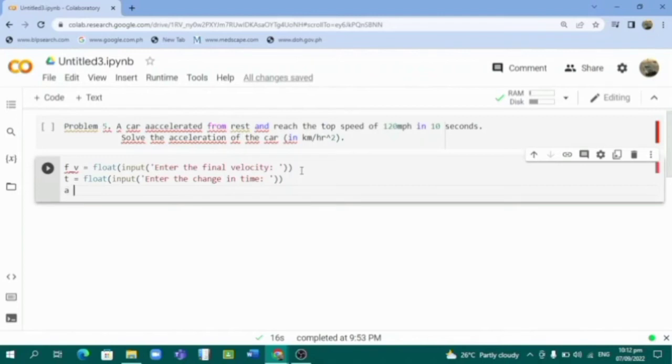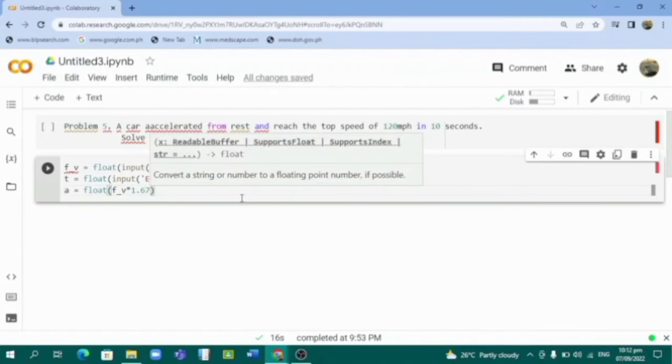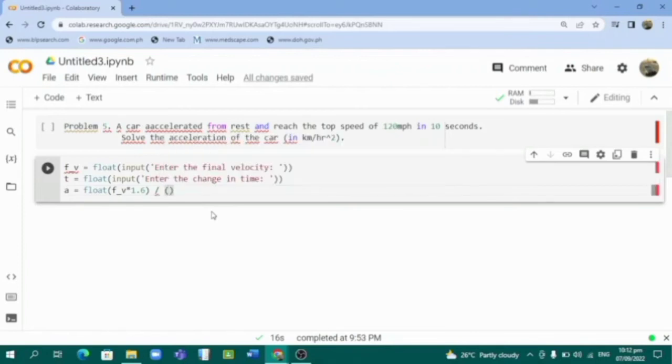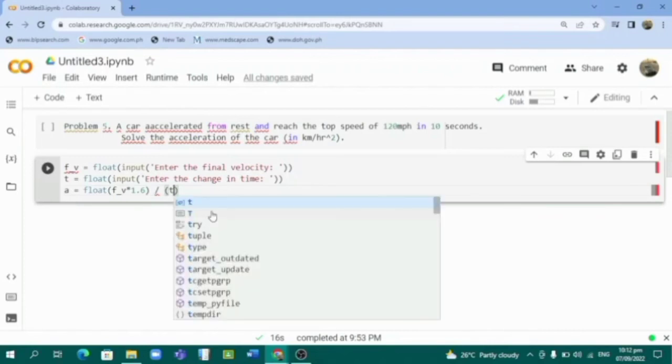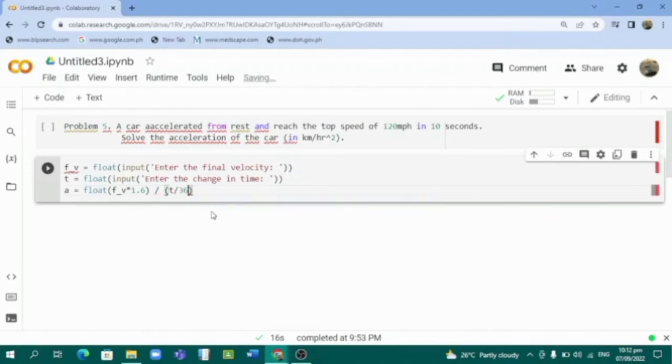In the third line, we're gonna put here a, which is the acceleration, equals to float, close open parenthesis, final velocity. We're gonna multiply it by 1.6 to convert it into kilometer per hour, slash, which represents division. We're gonna divide it by time. We're gonna divide time by 3,600 to convert it into hour. And we're gonna print it.